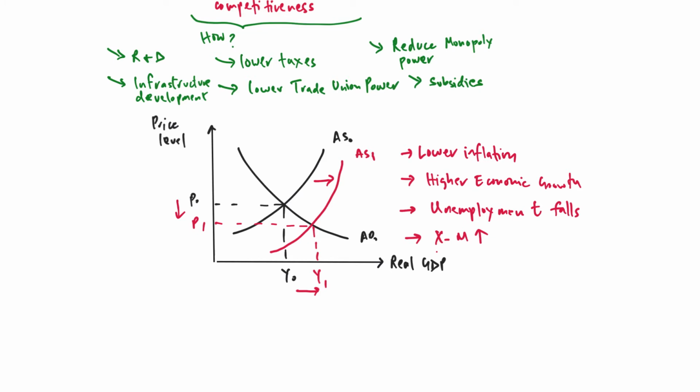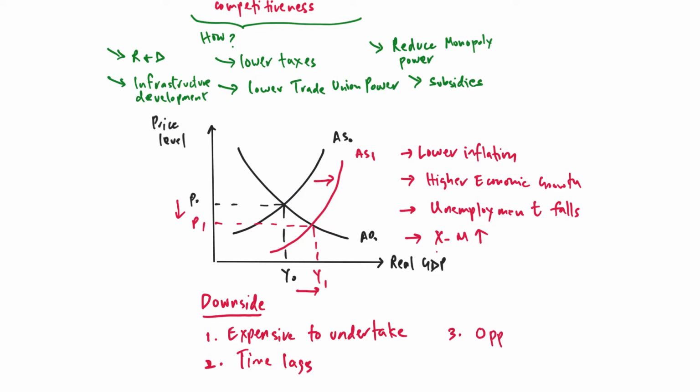The only downside to supply side policies is that they are expensive to undertake because you're spending a lot of money in education and training and subsidies and infrastructure development and R&D. So they're really expensive to undertake. And second, they're not only expensive, but they take a lot longer to implement. In other words, there are time lags attached to these supply side policies. And because we're spending so much money, there is always an opportunity cost. More expenditure in one thing would mean less expenditure elsewhere. So these are the three downsides of supply side policies.